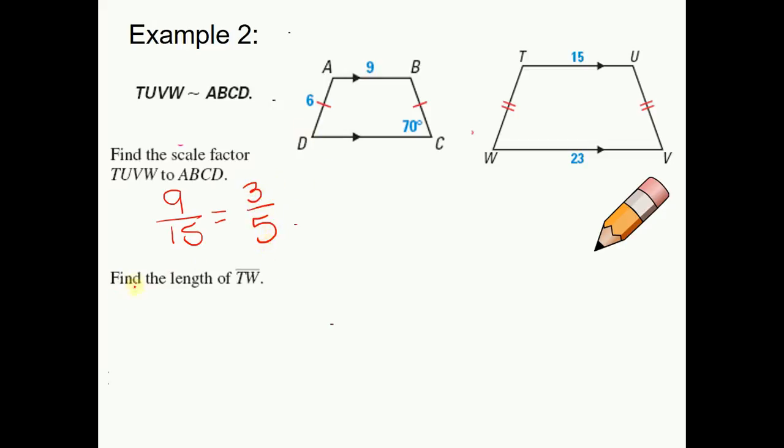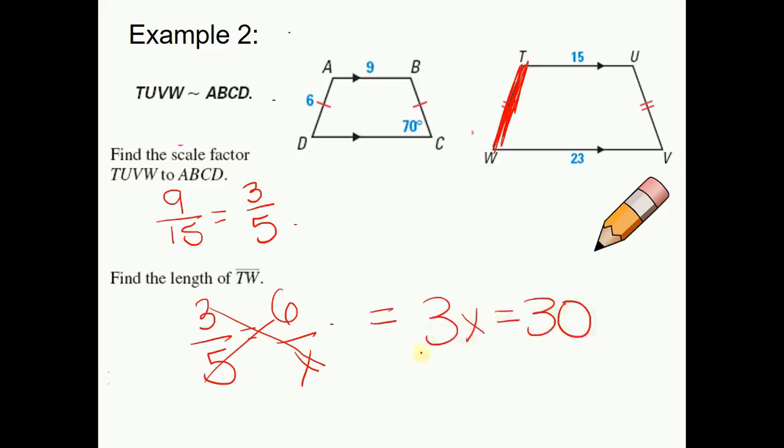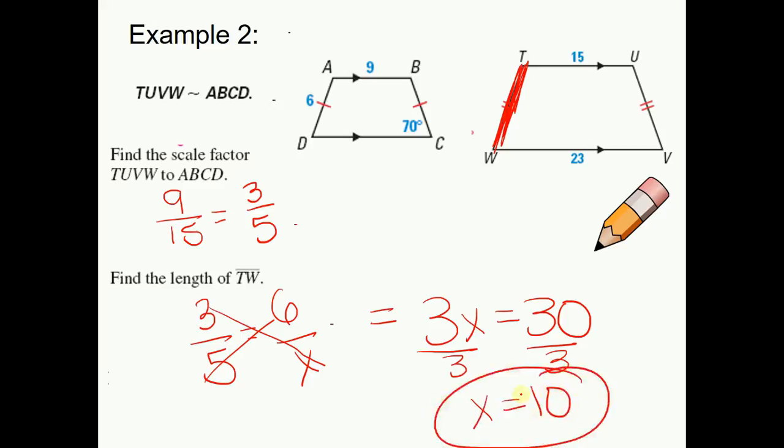Which means, if I look at this next one, find the length of TW. So they want me to find this length right there. I can actually set this up. So my scale factor, I can go 3 over 5, which would be then 9 over 15, but I just simplified it down. And then 6 over x. Like that. So I should be able to cross multiply. So I will get 3x equals 30. Divided by 3. Looks like x is equal to 10. So I know this measurement right here is 10 on my trapezoid. That's what that would be, is called a trapezoid.